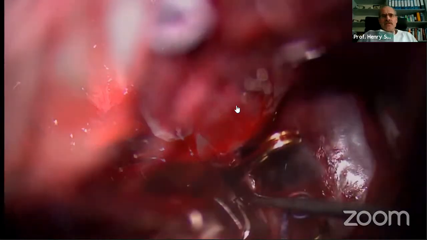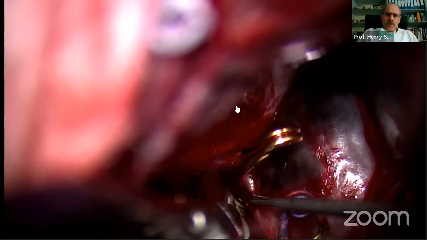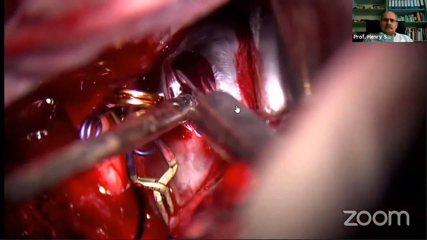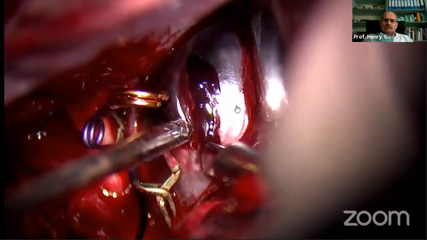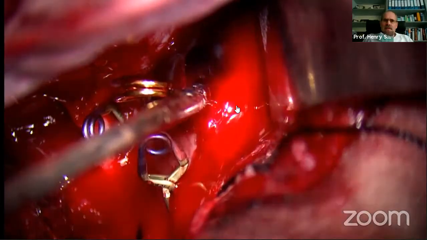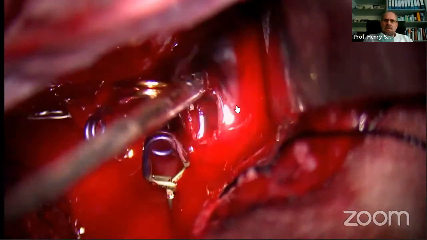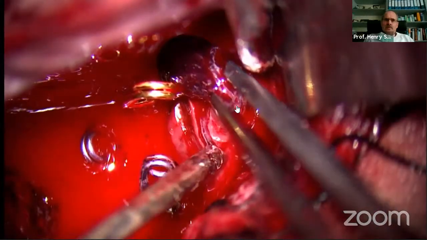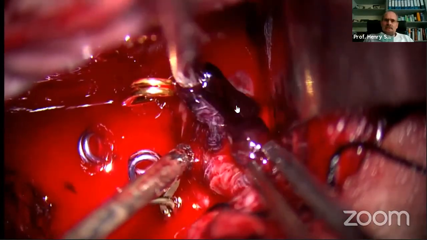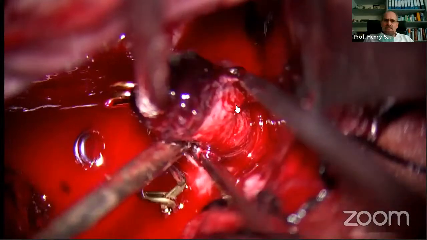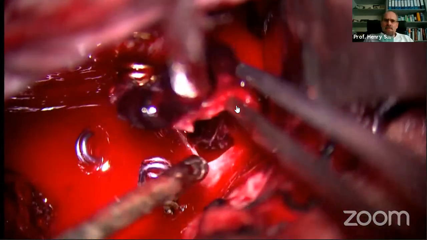And then I placed a temporary clip on the proximal carotid. Then I had temporary clips on the MCA and ICA. Then I opened the aneurysm. And you see still some blood coming, probably from the PCOM. And then a big clot comes out of the aneurysm.